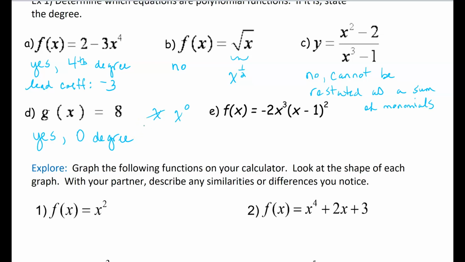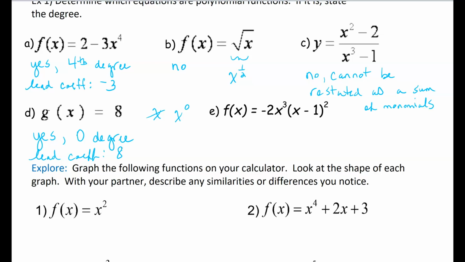So is there no leading coefficient? The leading coefficient is 8. Yes. Lead coefficient of 8. Okay.